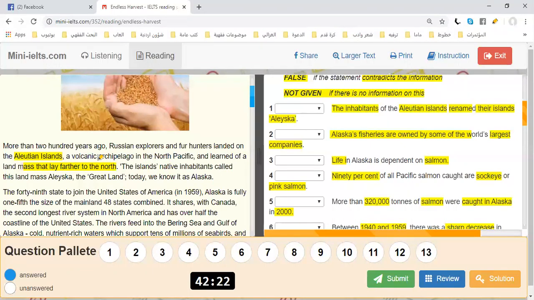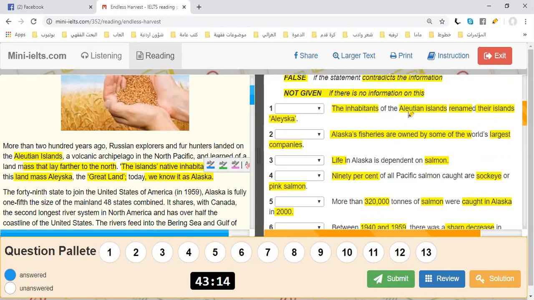So I have an archipelago in the North Pacific, and there's a landmass that lay further to the north. So I have islands and I have land. The island's native inhabitants, the people who live in the islands, called this landmass Alaska, which means the great land. Today, we know it as Alaska. So here we have read the information about naming the place Alaska.